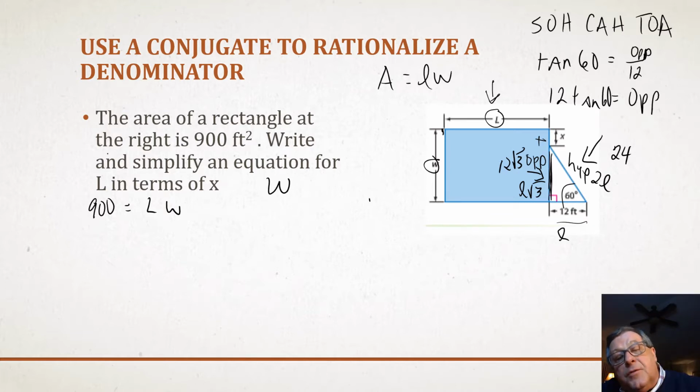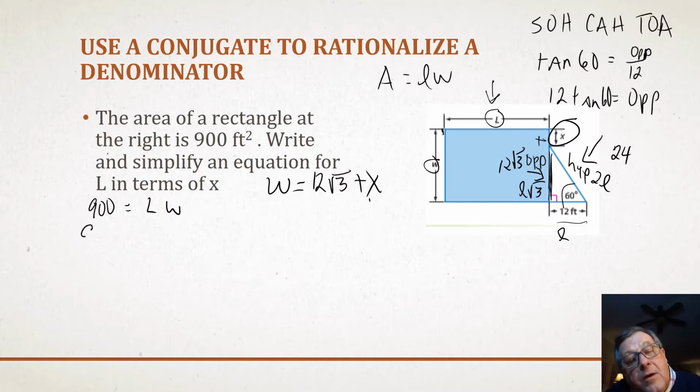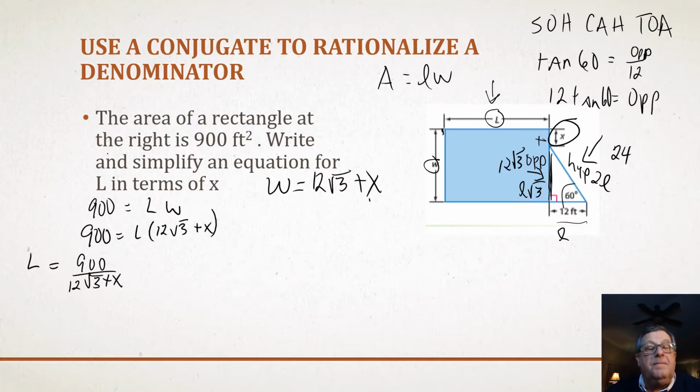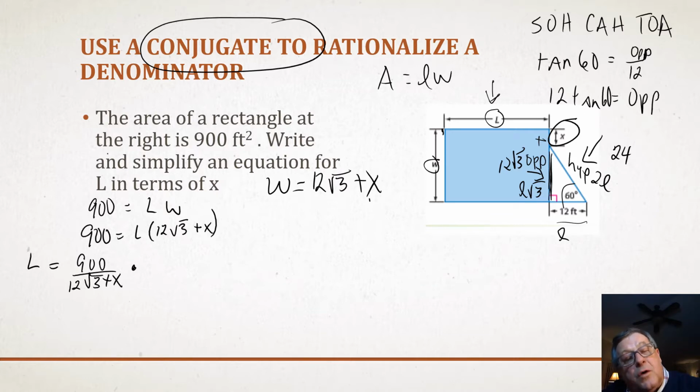Well, now I can define W as 12 times the square root of 3 plus x. And we're going to try to solve this for L. So we have 900 equals L times 12 square root of 3 plus x. I can divide 900 by 12 square root of 3 plus x, so 900 over 12 square root of 3 plus x is equal to L. But I've got a radical in the denominator, and what are we talking about doing? Use a conjugate to rationalize a denominator. The conjugate of 12 square root of 3 plus x is 12 square root of 3 minus x.